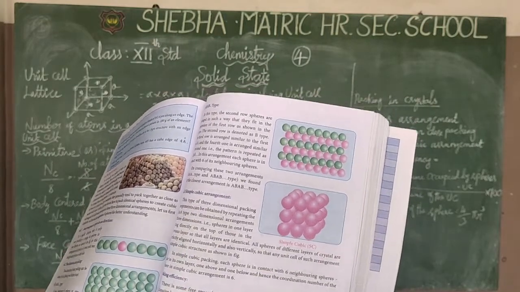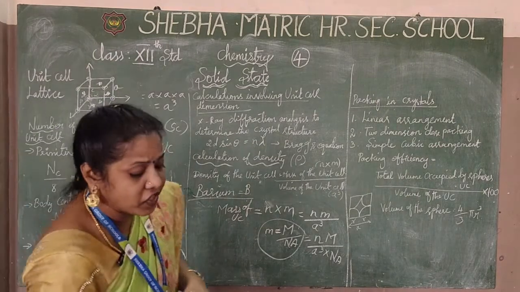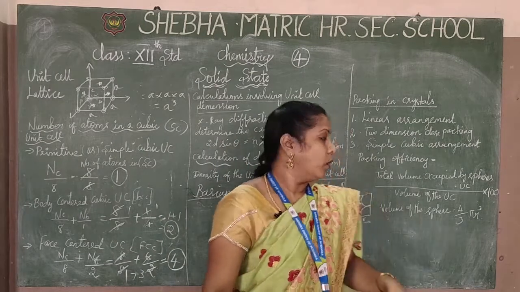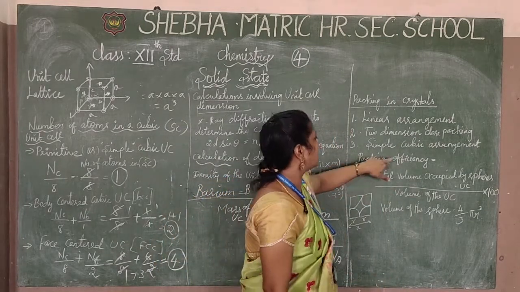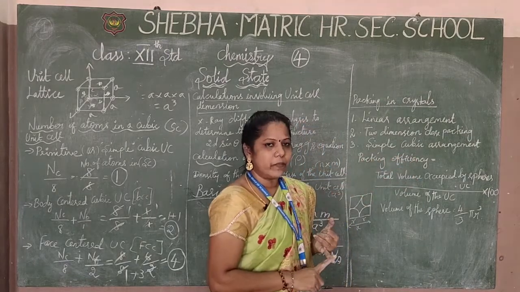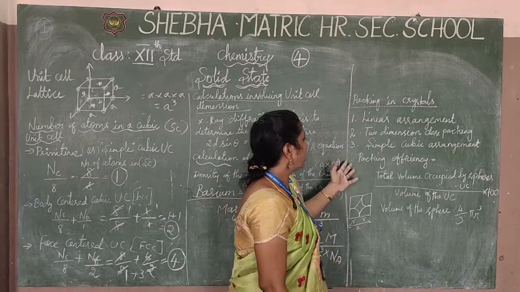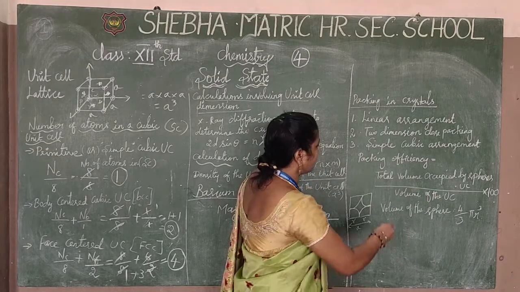Okay, then how to calculate the packaging efficiency? Packaging efficiency of the simple cubic unit cell, how to calculate this? I am going to explain through these formulas. So packaging efficiency of the simple cubic, and also the BCC, that is body center, and also the FCC, face centered. So packaging efficiency of the cubic unit cell arrangement.